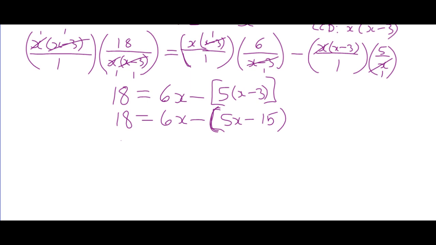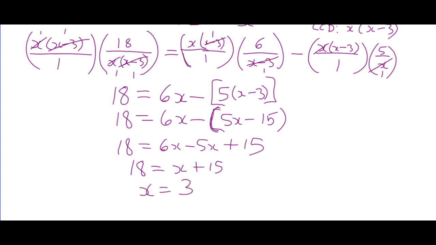So 18 is 6x minus 5x plus 15. So we're distributing this negative through the brackets, right? It's going to be minus 5x and then plus 15. These signs are going to change. That was positive, it's going to be minus, that's negative, becomes positive. Okay, so we got 18 is equal to x plus 15, subtract 15 from both sides, end up with x is equal to 3.